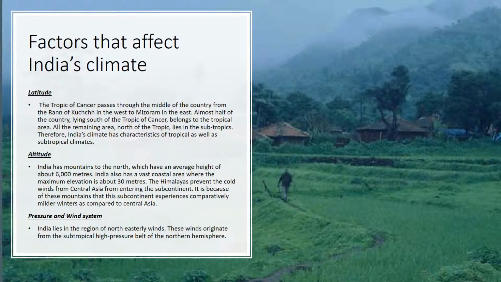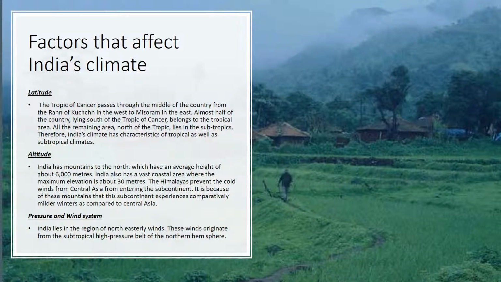Altitude. India has mountains to the north, which have an average height of about 6,000 meters. India also has a vast coastal area where the maximum elevation is about 30 meters. The Himalayas prevent the cold winds from Central Asia from entering the subcontinent. It is because of these mountains that this subcontinent experiences comparatively milder winters as compared to Central Asia.